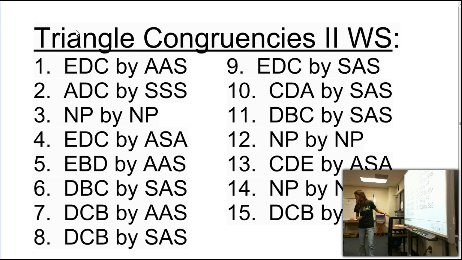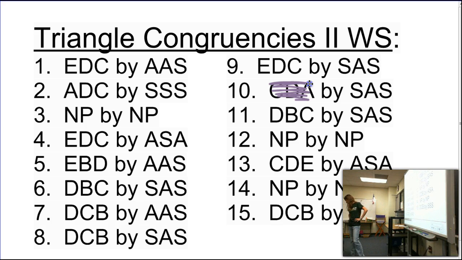A, G, C? AGC? Number 15, it says CDA. I mean, it says DCB, but that's an angle, not a triangle. Well, if you put the triangle symbol in front of it, it's a triangle. DCB. No, you're right. That's wrong. DCB is wrong.